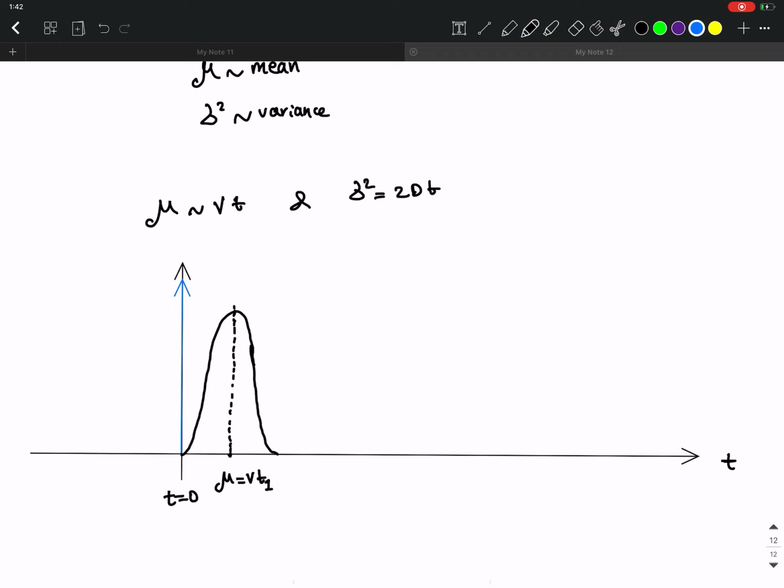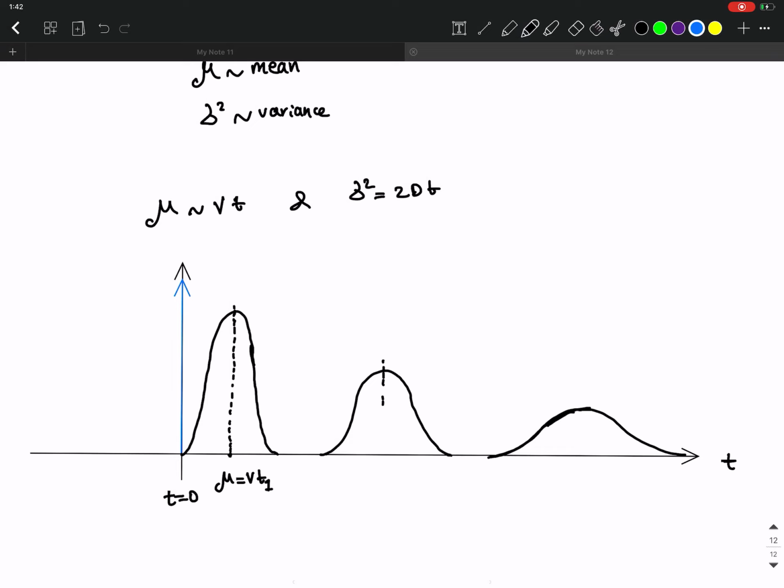And then as you go on and on, this is going to go down. So let's look at it here. So for example, here it's going to be something like this, and here it's going to be something like this.